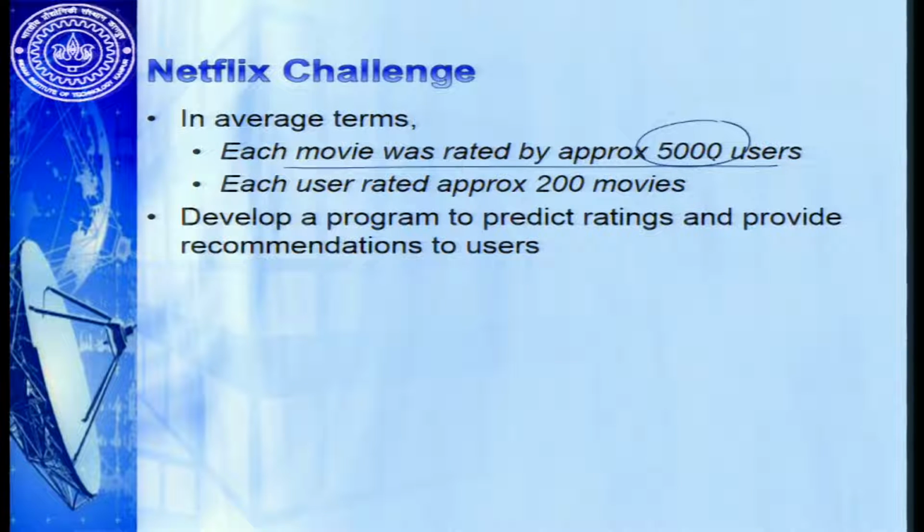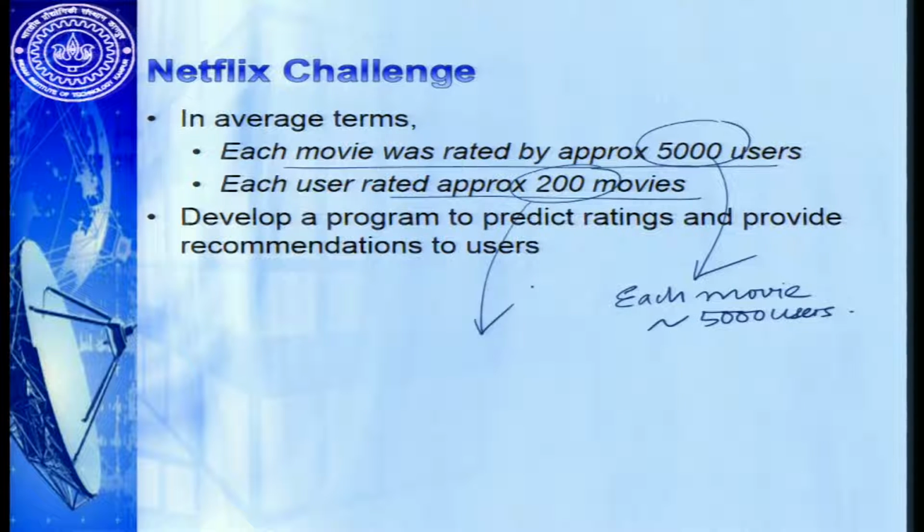So each movie was rated by approximately 5,000 users. And each user rated approximately 200 movies, so approximately 200 divided by 20,000 total number of movies is approximately 1%. That is where you get the number from. So each user has seen about a percent of the movies.